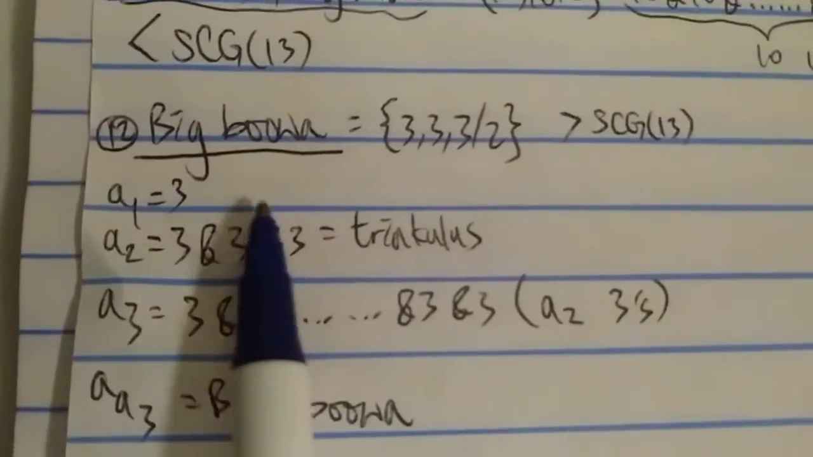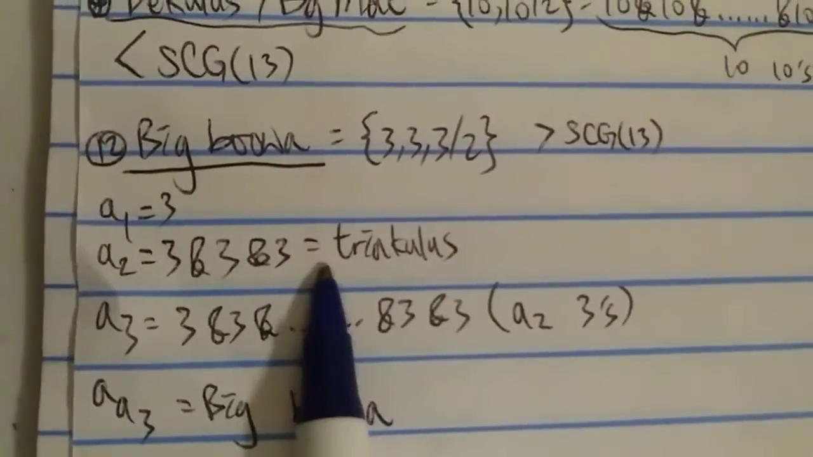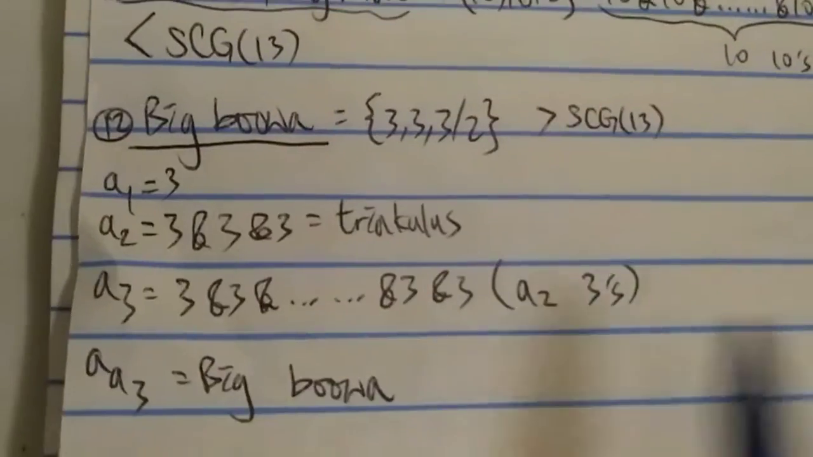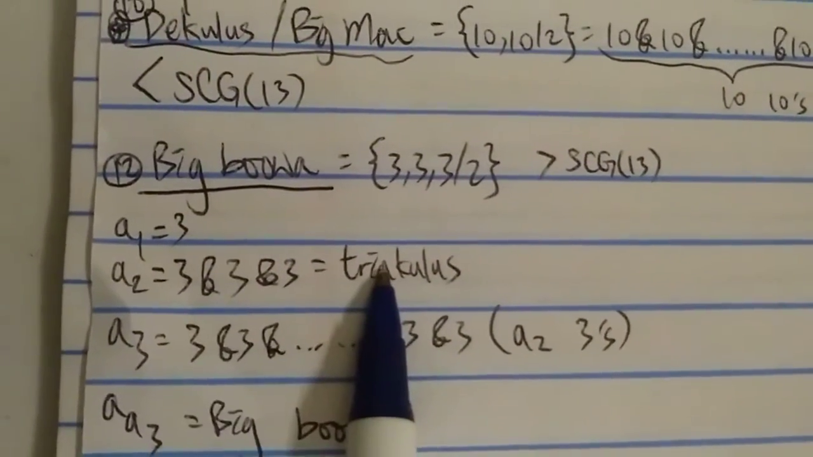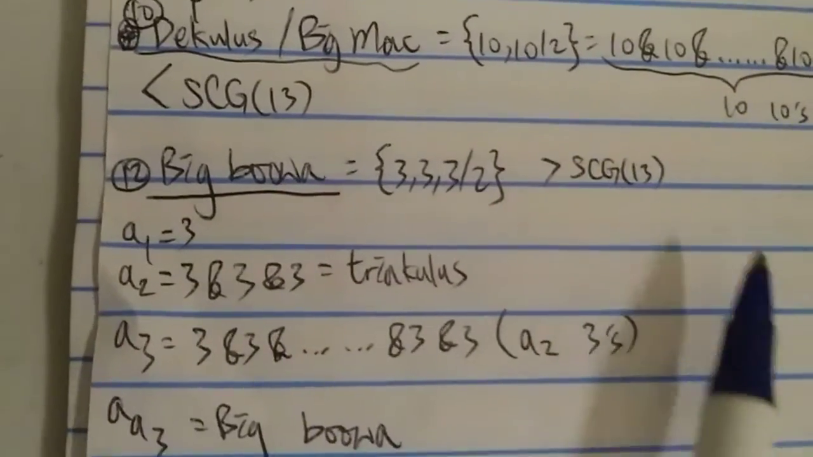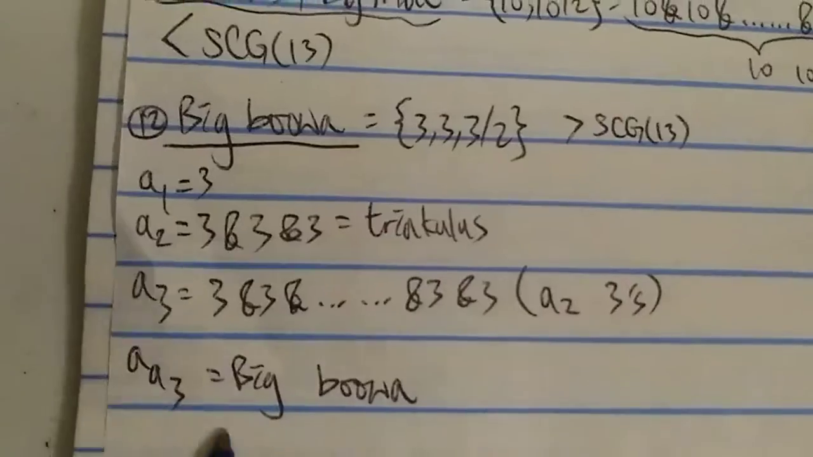How big is this number? If A1 is 3, A2 is 3 and 3 and 3, which is this number over here. I talked about that. And A3 is this thing over here with this number of 3s. Again, this is an unimaginably big number. And how big is Big Boowa? Big Boowa is AA3. You can pause the video if you want.